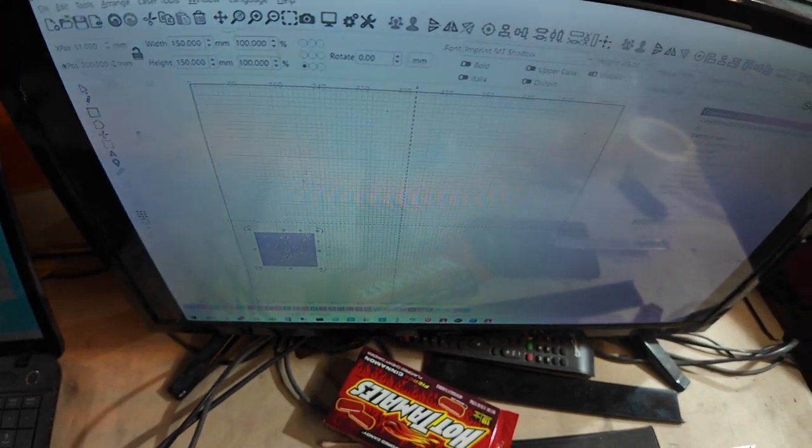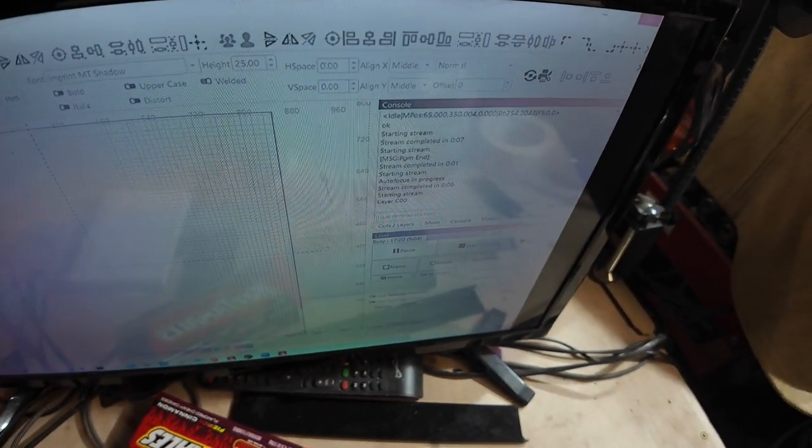Okay, so that window is frozen, and the main RC3 window is frozen. Notice the laser is still going on about its merry way. So there's definitely a buffering problem or something in that.